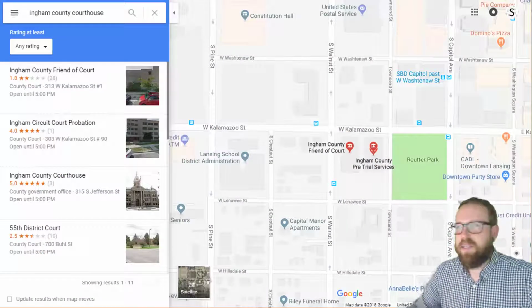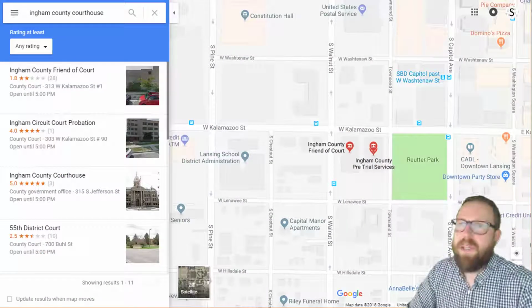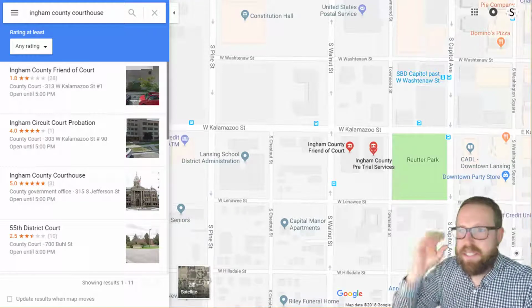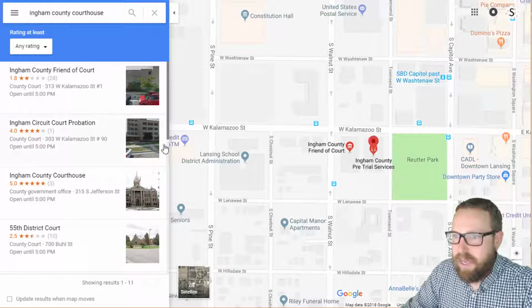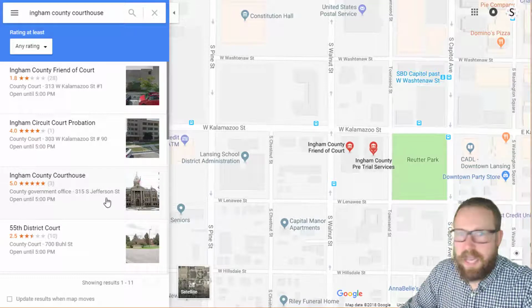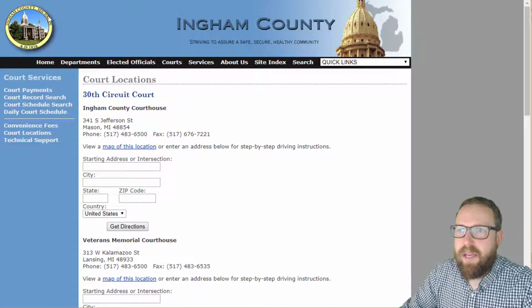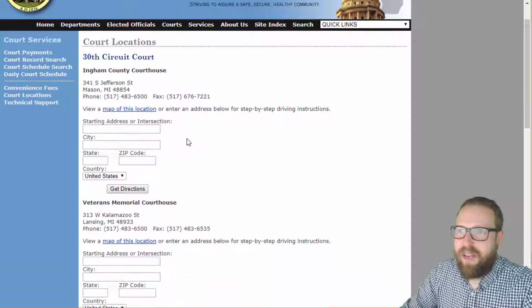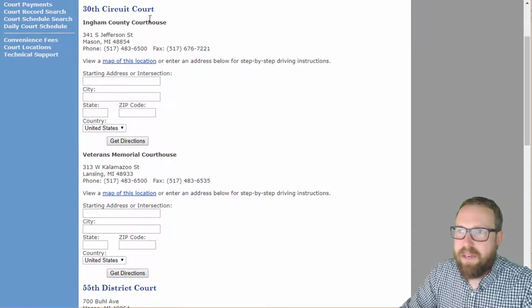Now the last thing is to find your courthouse. I went to Google Maps and I just put in Ingham County Courthouse because Lansing sits in Ingham County, and there's actually two courthouses. I know this because I've practiced in that area, but I Googled it and I found the court page, and they make it clear that in Ingham County it's called the 30th Circuit Court, and there's two courthouses. There's one in downtown Lansing, and then there's one in Mason, and the county seat is in Mason.